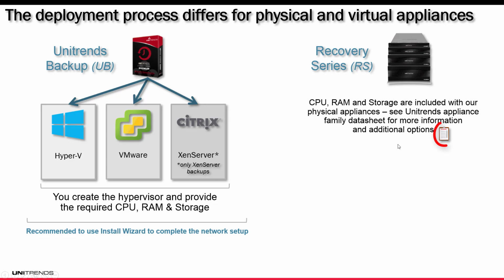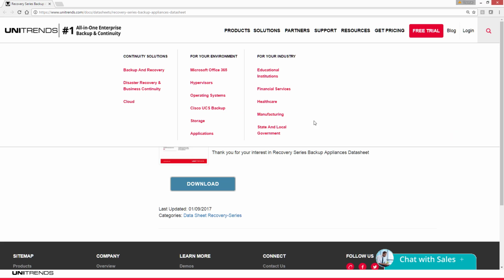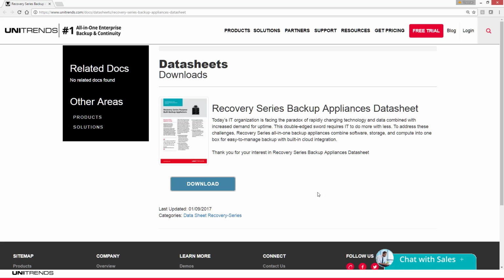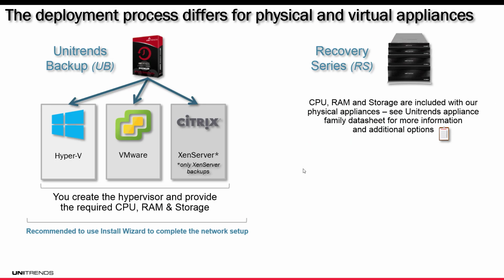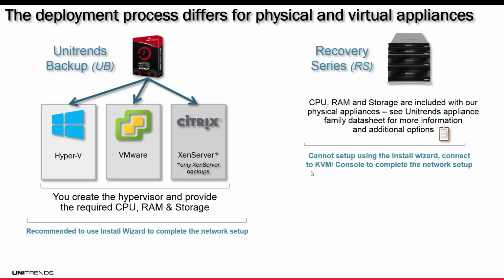Once again, these little links here can be used to pull up web pages or resources that you can view and find additional information. Here's our Recovery Series appliance family datasheet. Now, you cannot set up these using the install wizard for the network. You have to connect to a KVM or a console to complete that network setup. We're going to talk about that in a little bit more detail as we keep going.